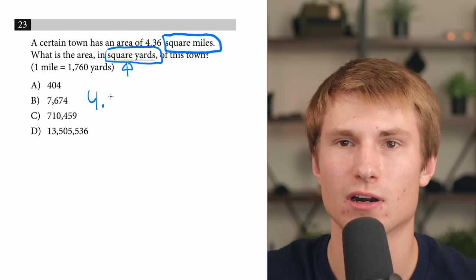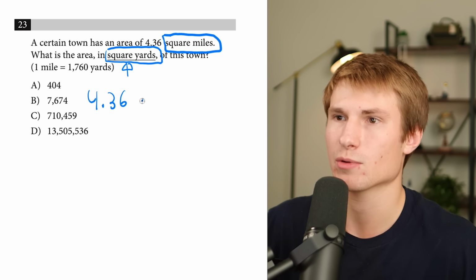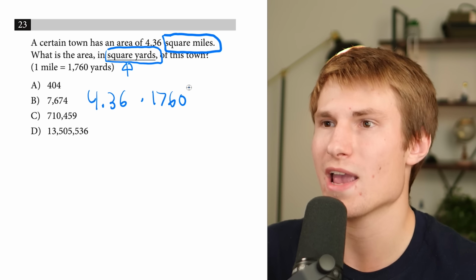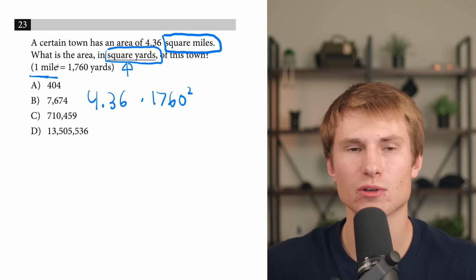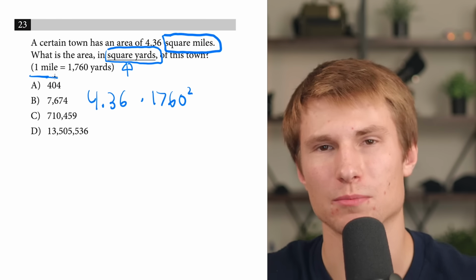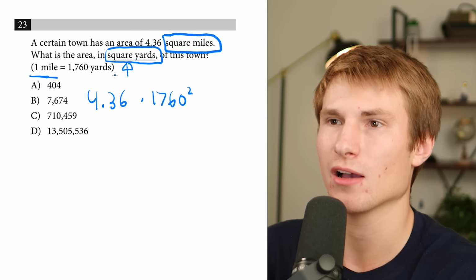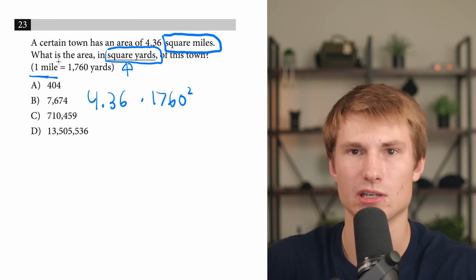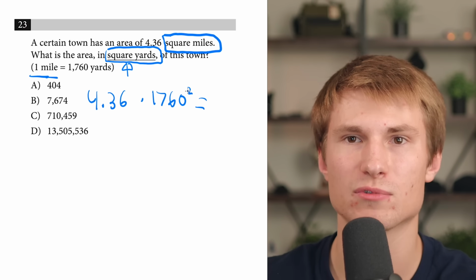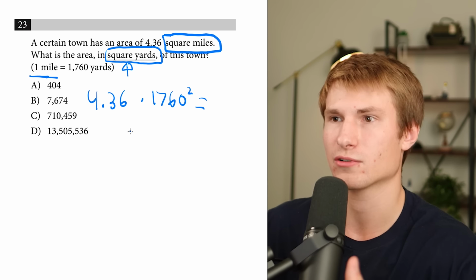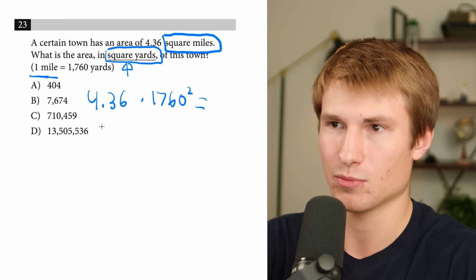All right, so since we're converting square miles to square yards, we're going to take this 4.36 square miles, and we have to multiply it by 1760 squared, because we have to keep in mind this conversion is only one dimensional. It's just 1 mile equals 1760 yards. If we're doing square miles to square yards, you'd have to square each of these. So you have to multiply by that 1760 squared. Now, if it was dealing with cubic yards, then you'd have to raise it to the power of 3 because it'd have to be cubed. So pay attention to that on the SAT. That being said, let's go ahead and put this in the calculator.